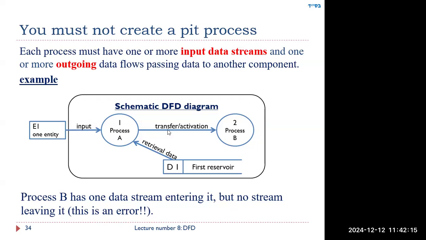See all these little lines here? Google translated them for me. So cool. It went into the places. I didn't have to highlight them, even though they're separate text areas. But this shouldn't be first reservoir, it should be first database. Each process must have one or more data inputs and one or more outputs. Process B has one data flow, so it's an error.